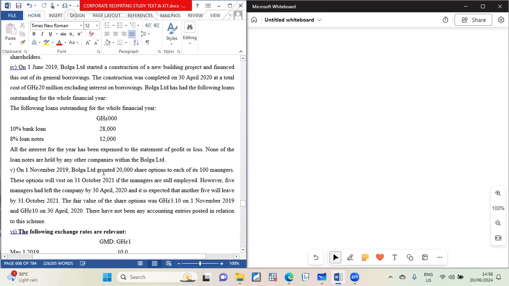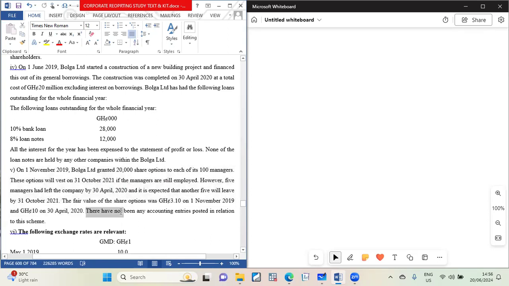So it says that in November 2019, Bolga granted 20,000 shares to each of 800 managers. So this one too is IFRS 2, share-based payment. The options will vest in 2021 if the managers are still employed. However, 5 of the managers left the company by 30th April 2020, and it is expected that another 5 will leave. So you see where IFRS 2 has appeared. The fair value of the shares on the grant date, which is November 2019, was 3.1, and 10 at the end. If it is share options, you know which one to use: fair value at grant date.